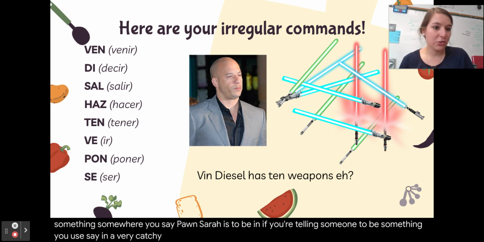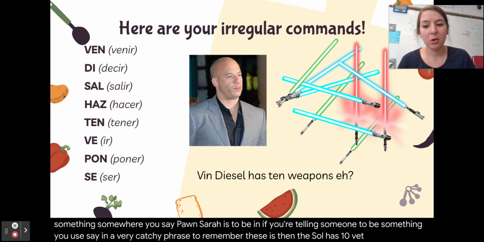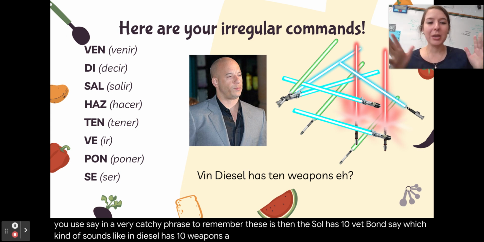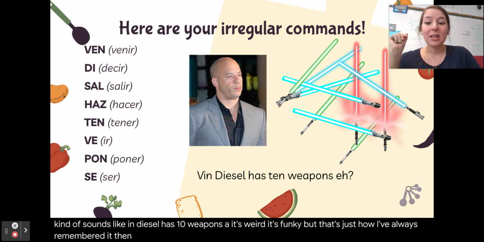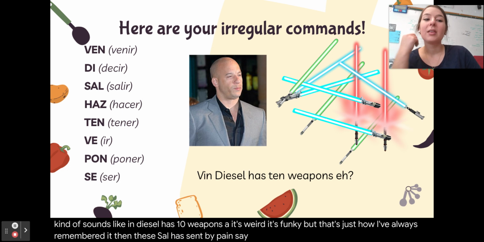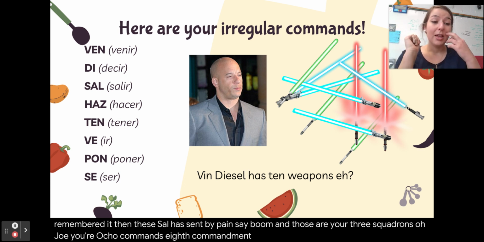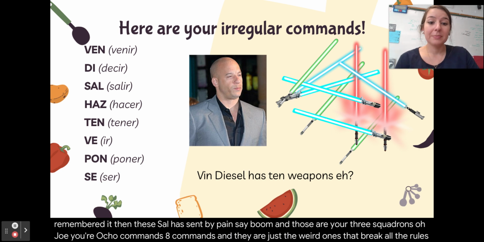And a very catchy phrase to remember these is "Ven di sal haz ten ve pon se," which kind of sounds like Vin Diesel has 10 weapons, eh? It's weird, it's funky, but that's just how I've always remembered it. Ven di sal haz ten ve pon se. Boom. And those are your eight commands, and they are just the weird ones that break all the rules.